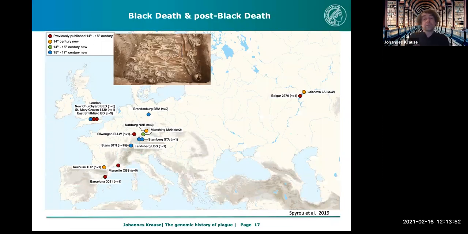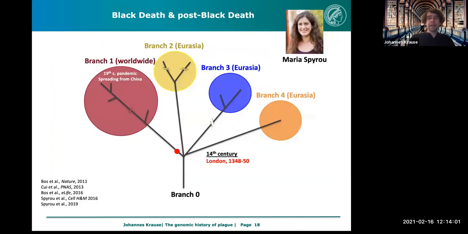What we have done over the last few years is we have actually looked at more genomes from the past. We have actually reconstructed post-Black Death genomes from many different sites in Europe, as you can see here. That was work that was mostly done by Maria Spirou, who was a PhD student and later on a postdoc. And what we found was actually quite interesting.